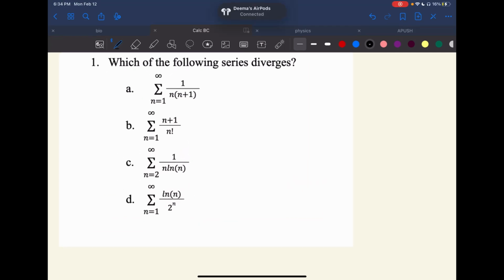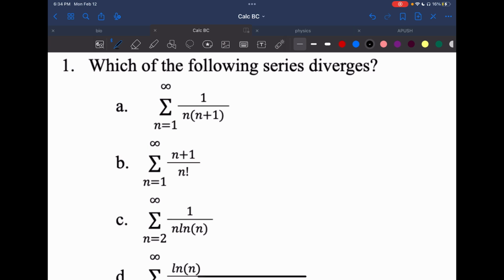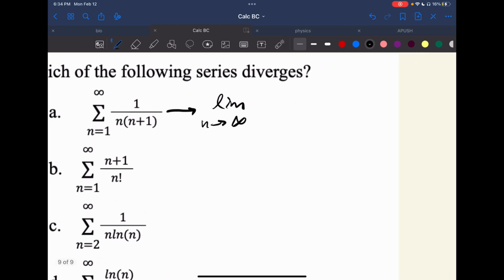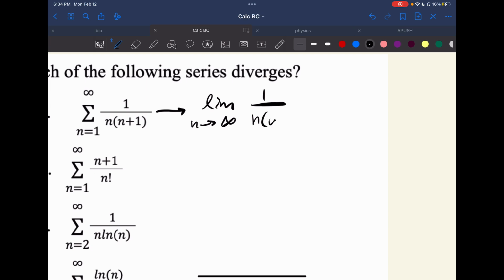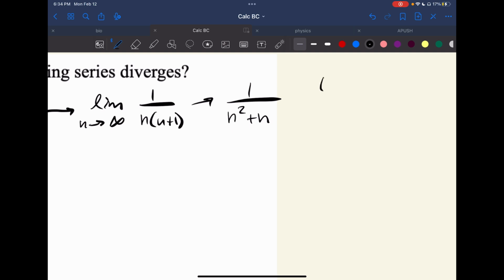Question 1, we're asked which of the following series diverges. So just from looking at this, let's look at question A. If we do the limit as n approaches infinity for 1 over n plus 1, this is going to become 1 over n squared plus n. So when you put infinity in here, it's going to become an increasingly large number in the bottom. So we already know that this converges to 0.